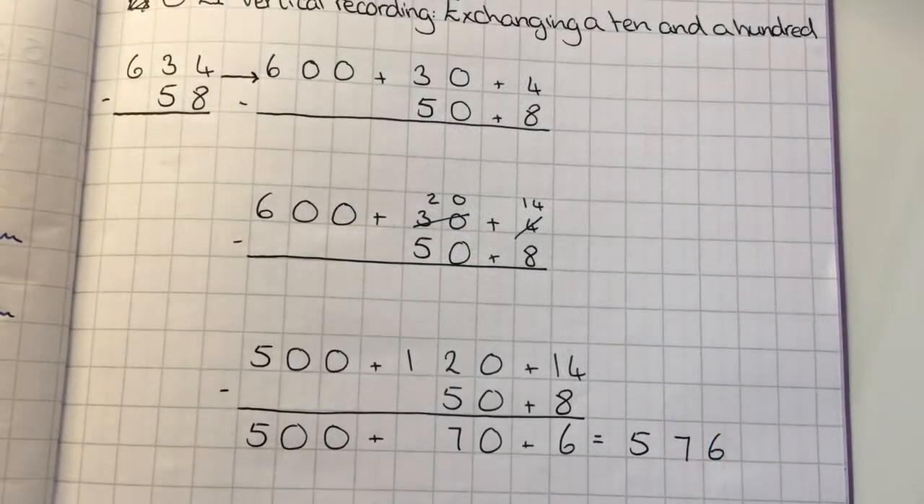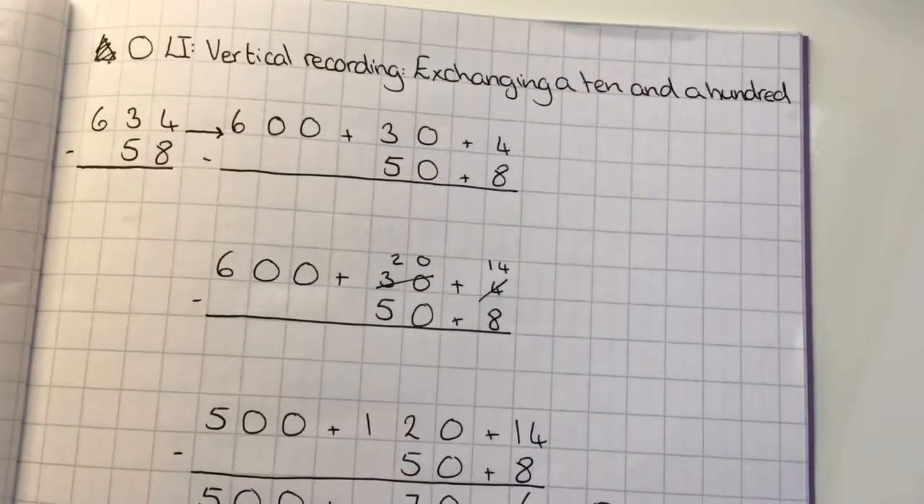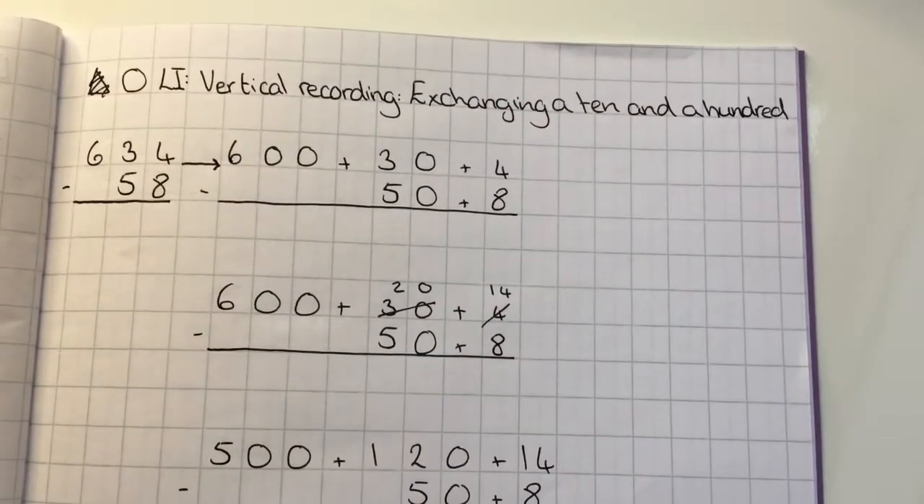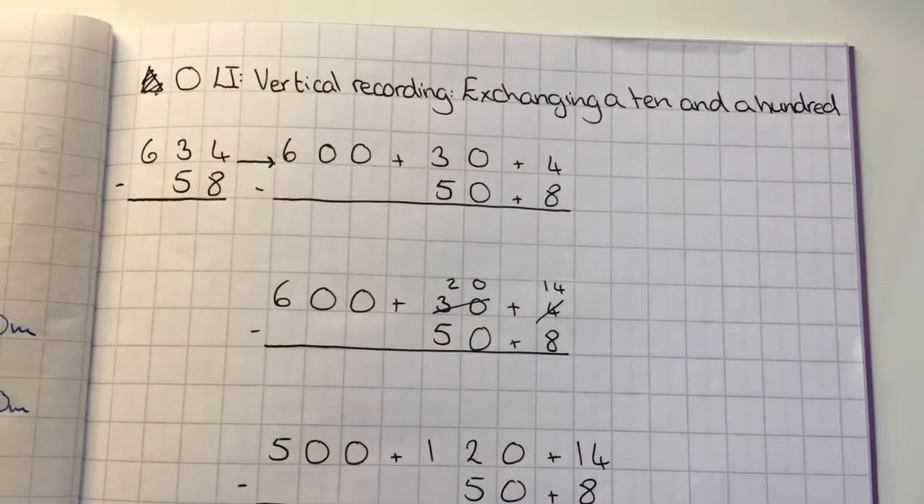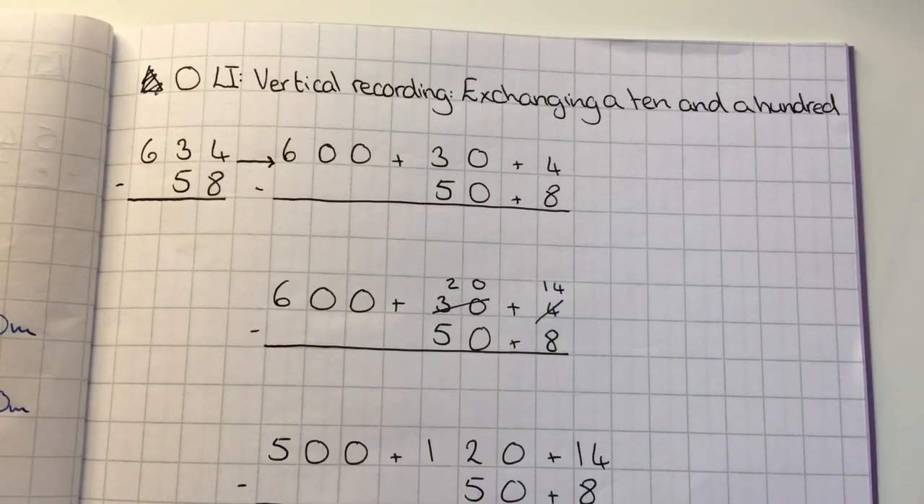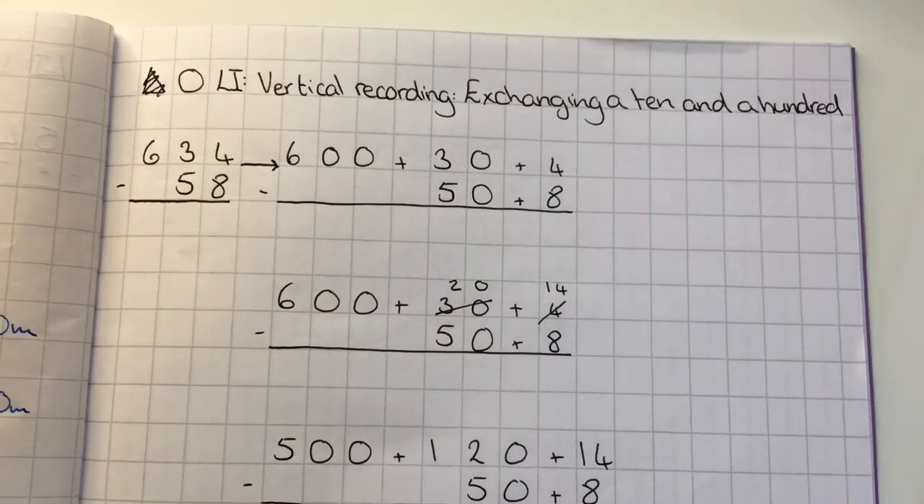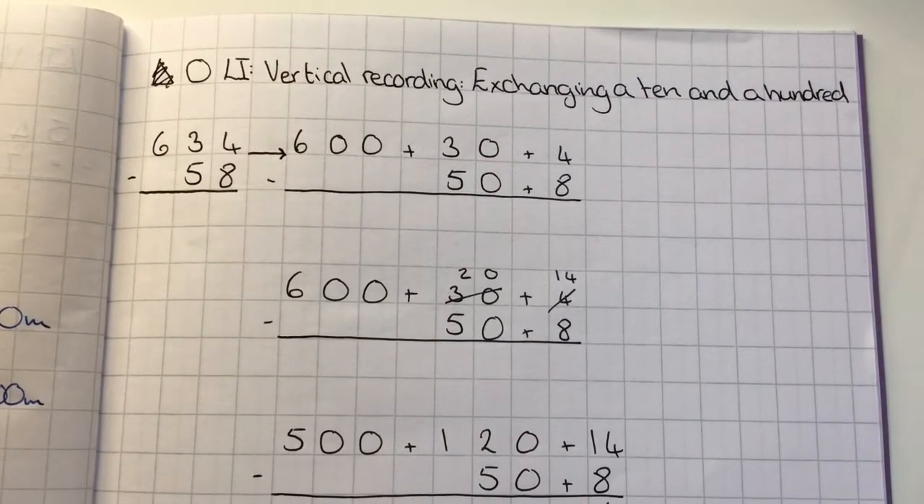Okay, my super circles. It is good to have you back again now. Super circles, we were working really hard before we got off on Easter, looking at vertical recording, exchanging tens, exchanging hundreds, and we were doing it in the expanded written method. Okay, and this is us finishing off the expanded written method topic, and then we have moved on to do it in a quicker way.